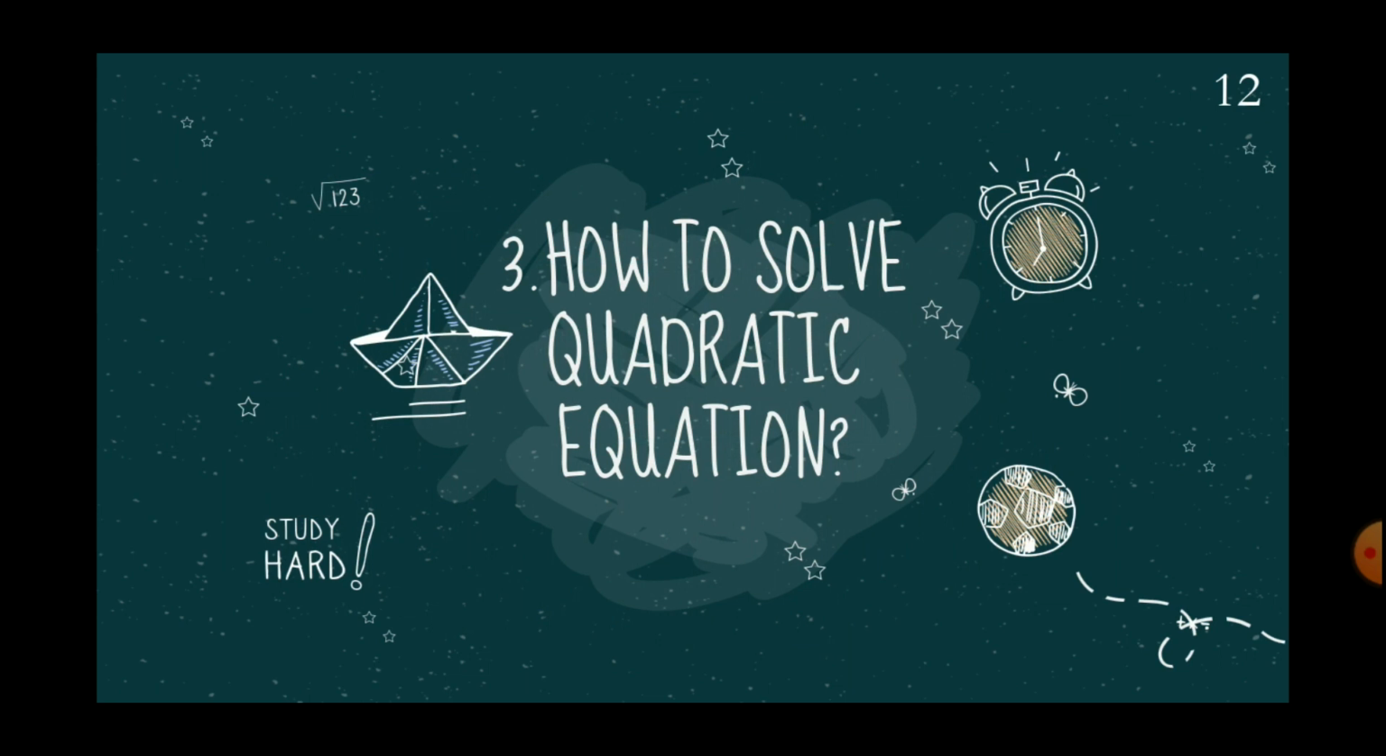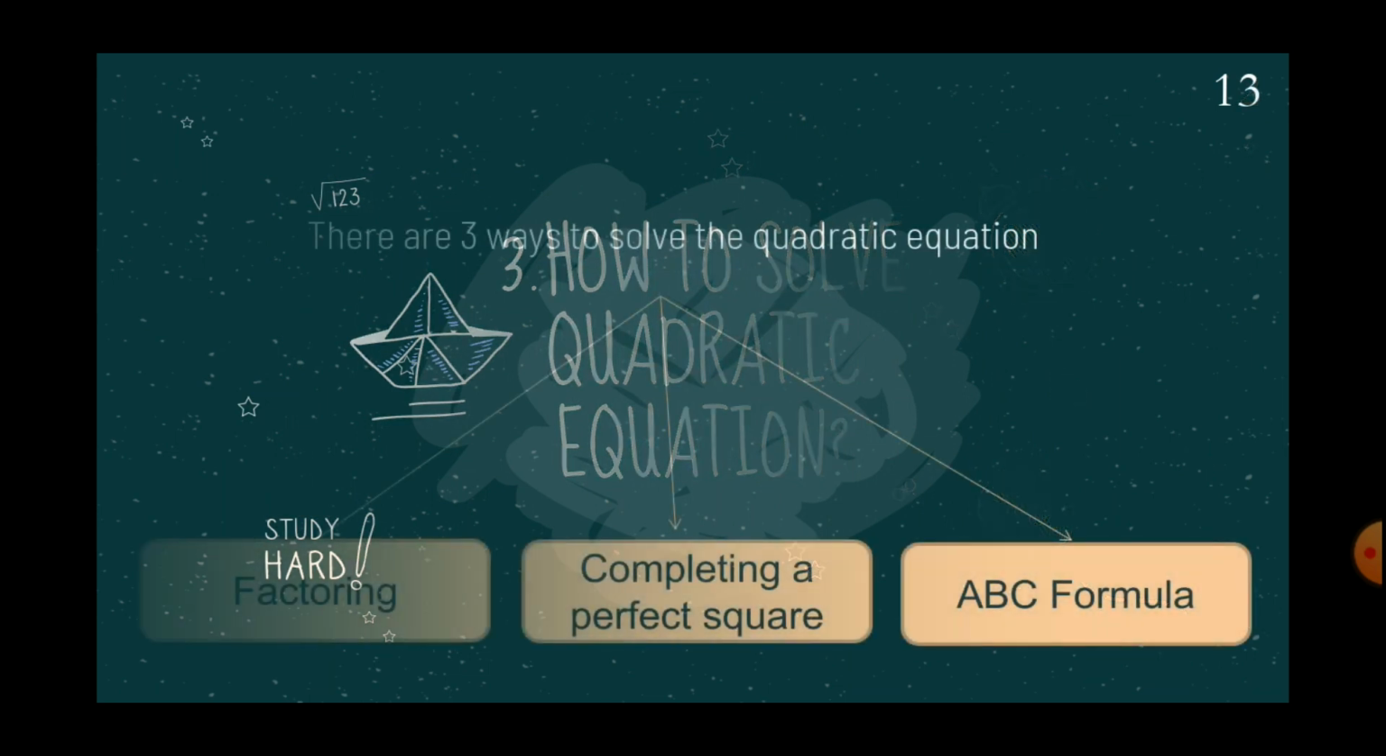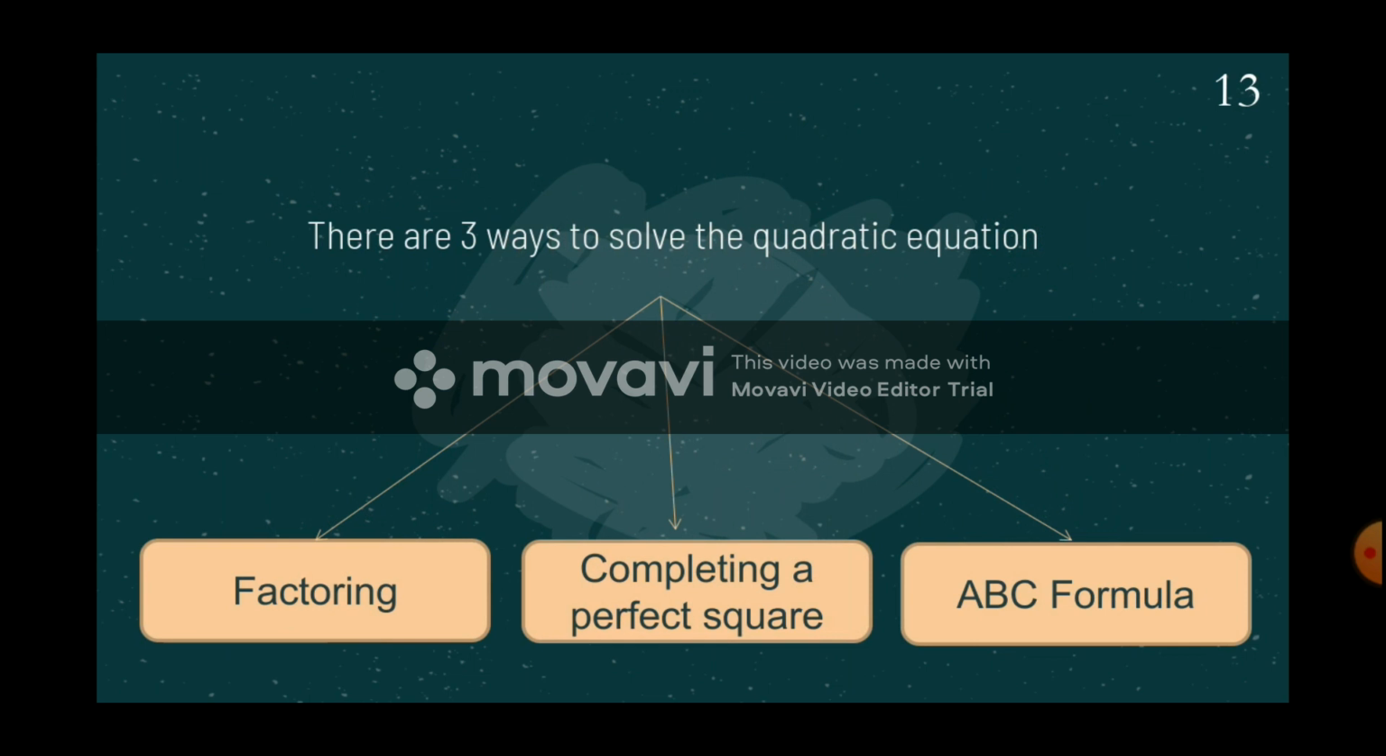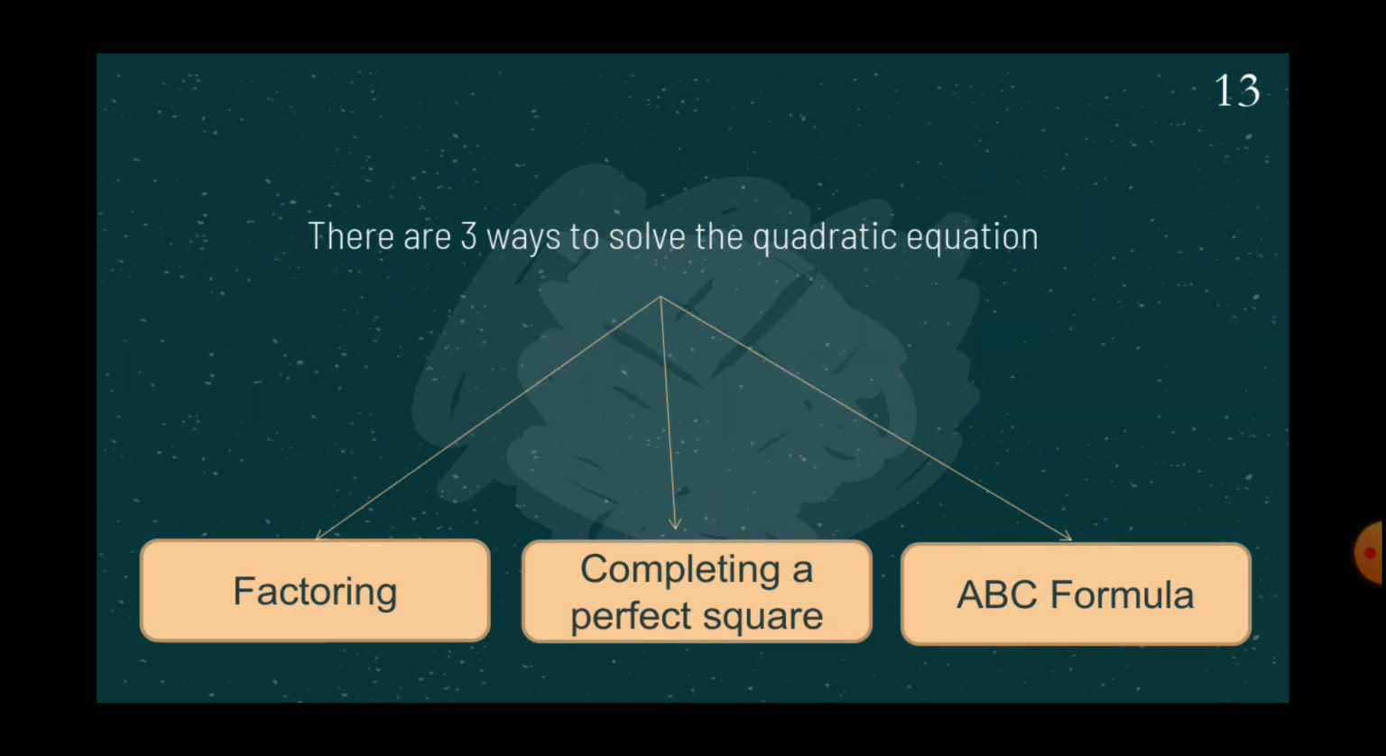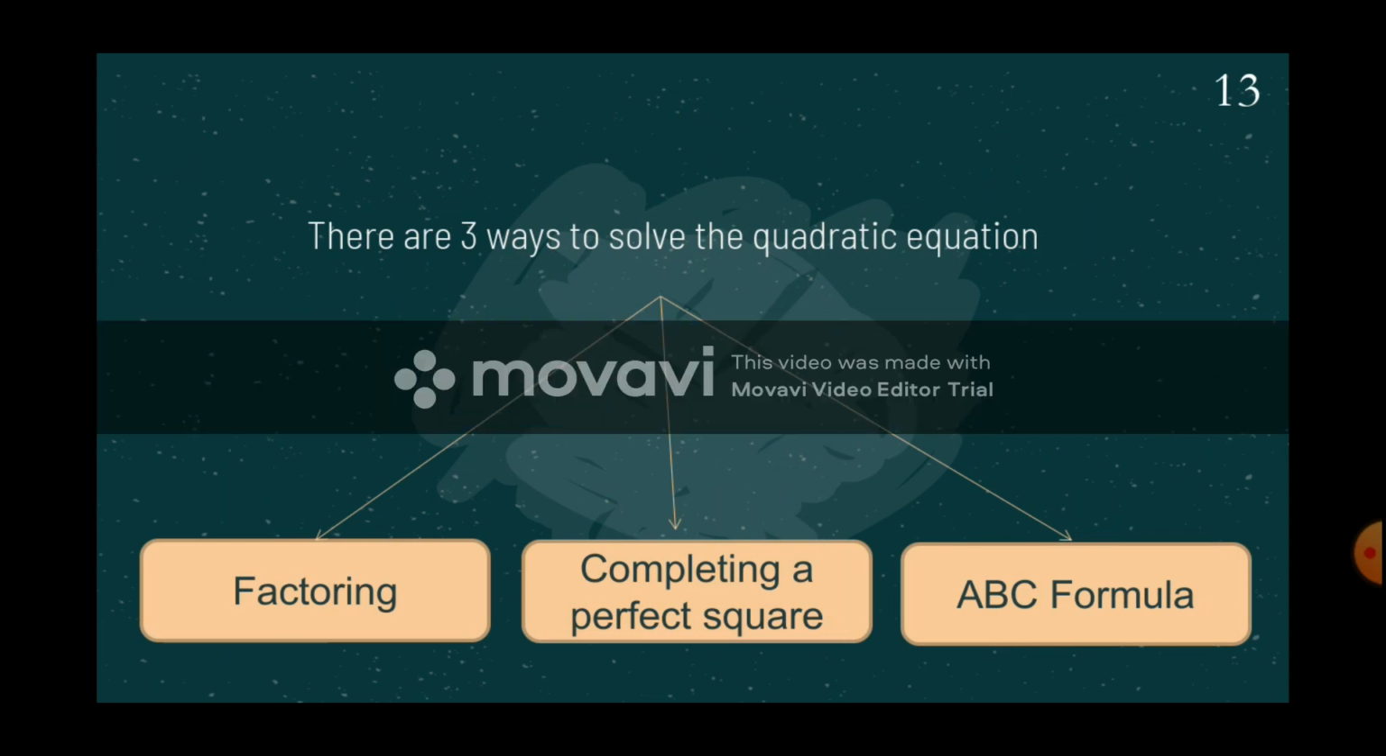Let's look at how to solve quadratic equations. The solutions of the quadratic equation are called roots, or sometimes zeros. There are three ways to solve the quadratic equation. First, factoring. Second, completing a perfect square. And the last is the ABC formula.